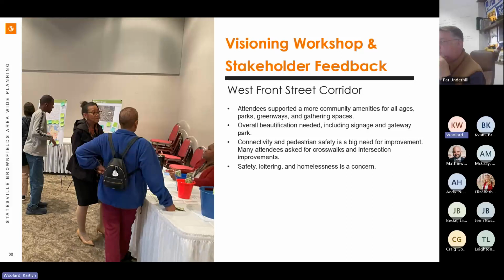Safety, loitering. There's some concern with homelessness and vandalism in the corridor. So that's going to be definitely something that we'll consider in our design recommendations of how do we not only make it a more beautiful place, but how do we make it a more safe place, and how do you protect the investments that you make in that place? How are new amenities managed? Those are things we'll consider as we work through our recommendations.